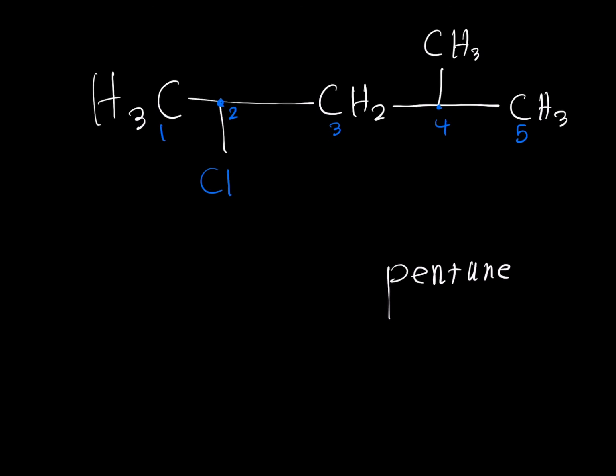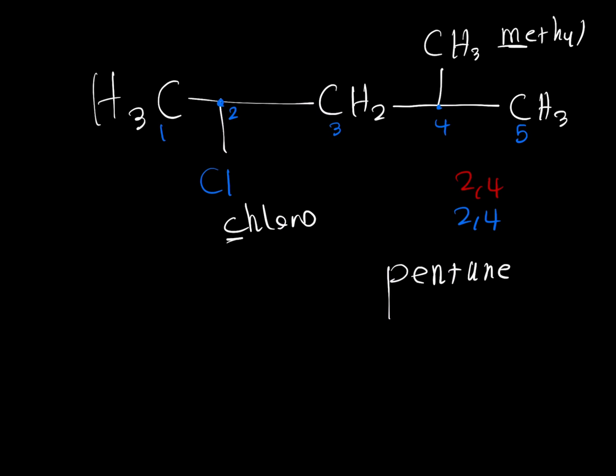Now the question becomes, do we start counting from left to right or right to left? In these cases, just like we had before, we want the lowest number to be on the substituent that comes first in the alphabet. So in this case, we have a methyl, M. We have a chloro, C. If we count right to left, we're going to have numbers 2 and 4. If we count left to right, we're still going to have 2 and 4 for our substituents.